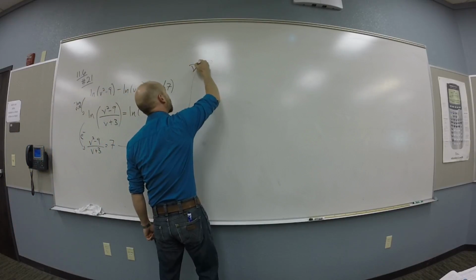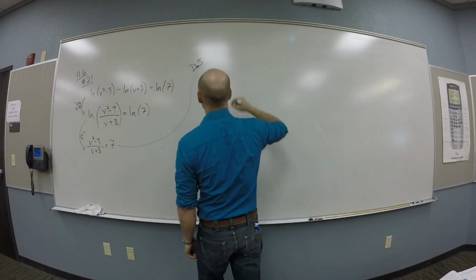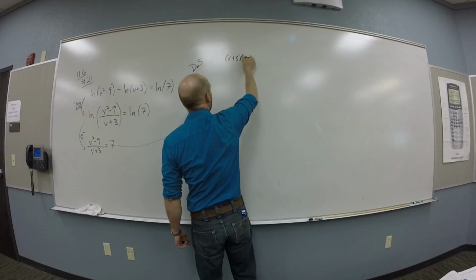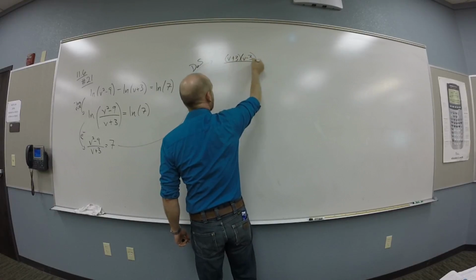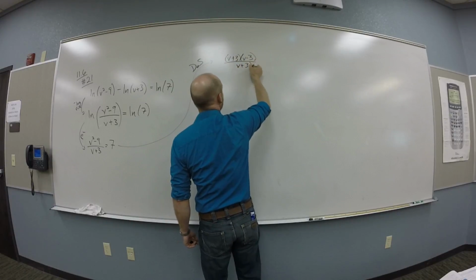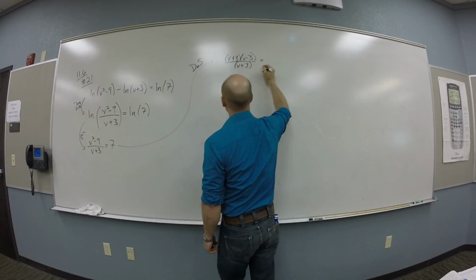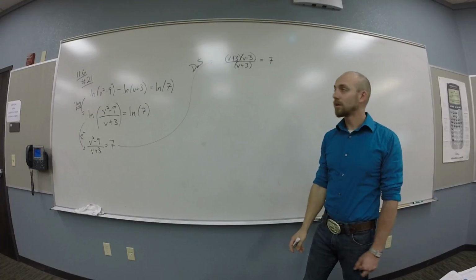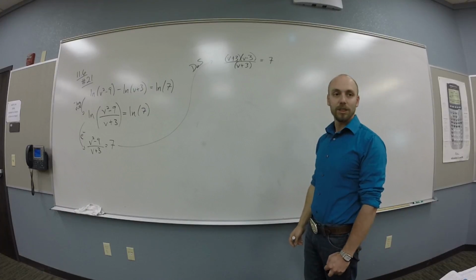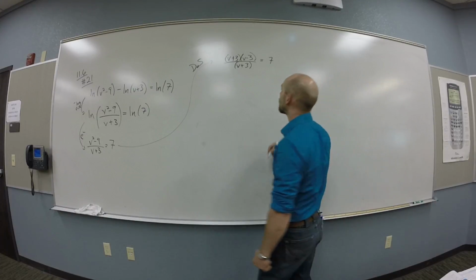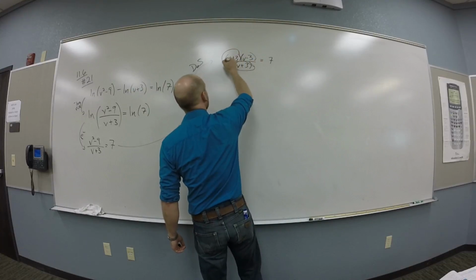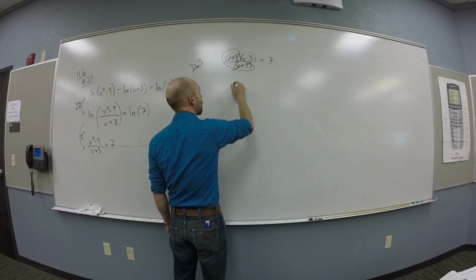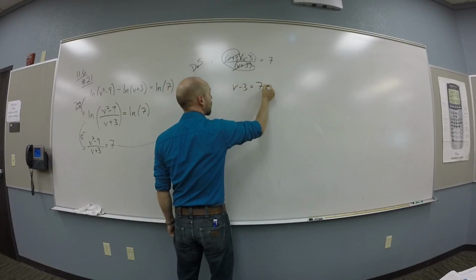So, difference of squares, right? So the top there is V plus 3 times V minus 3. This is over V plus 3. And this is supposed to equal 7, right? Okay, so there's a 1z that you guys are noticing. The V plus 3s, those are a 1z. So I've got V minus 3 is 7.